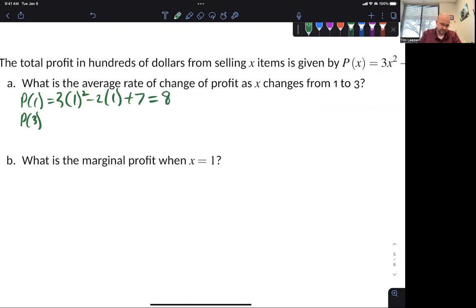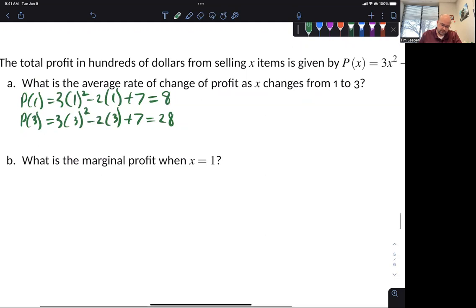And then P of 3 just means I replace the X's with 3, so it's 3 times 3 squared, minus 2 times 3 plus 7. So 3 squared is 9 times 3 is 27. 2 times 3 is 6. 27 minus 6 is 21. Plus 7 is 28. So this will give me 28.